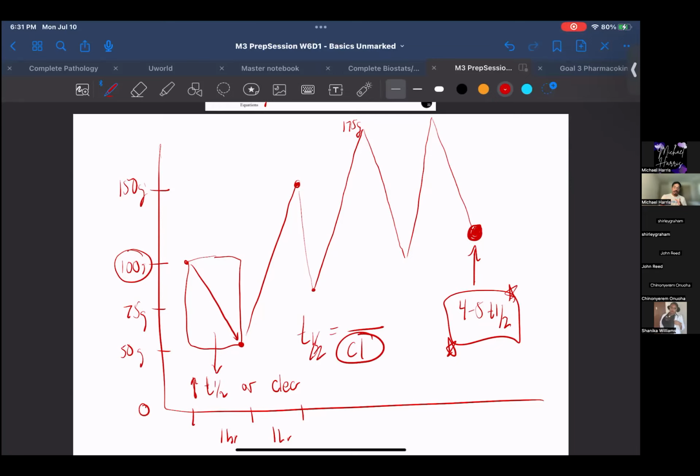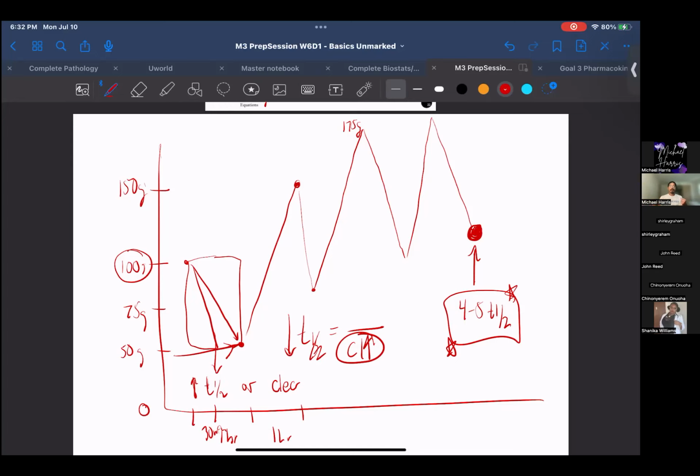Because if you increase clearance, you decrease the half-life. So just like we were discussing, you have to give more drug. Let's say you decrease it to the point that the half-life is 30 minutes. That means by the time you reach an hour, which is when you would have given the drug, it's already gone down 75% instead of 50%. So that's why you have to take clearance into consideration here.